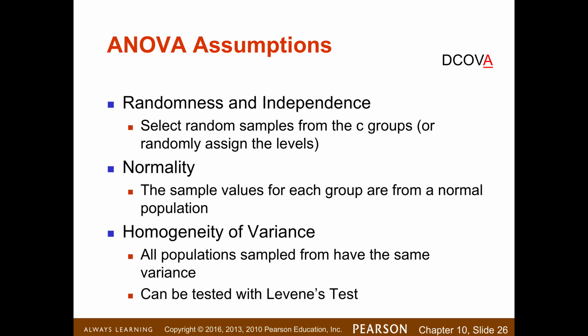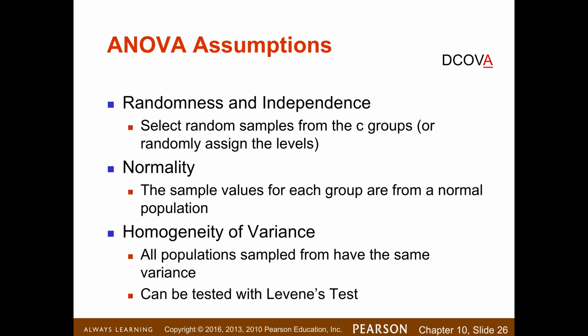So guys, some assumptions again. We have randomness and independence. We have normality for each group. And we have homogeneity of variance. Homogeneity of variance is just a big fancy way of saying that the data appears to come from three populations which have the same variance, the same shape. And these can be tested with Levene's test. This is something you have to do before conducting the ANOVA, to make sure that you're satisfying the homogeneity of variance assumption.